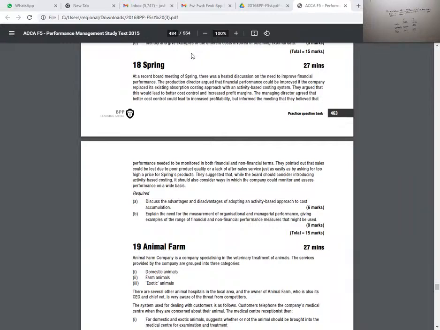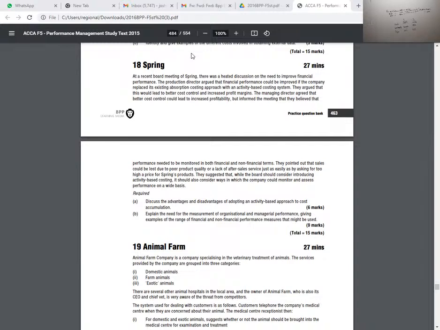They pointed out that sales could be lost due to poor product quality or a lack of after-sales service just as easily as by asking for too high a price for spring's products. They suggested that while the board should consider introducing activity-based costing, it should also consider ways in which the company could monitor and assess the performance on a wide basis.